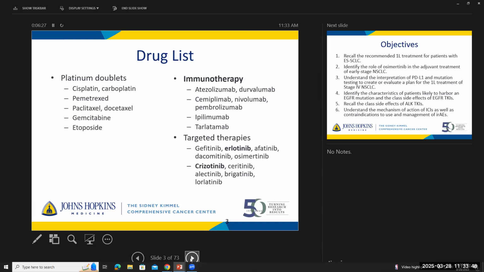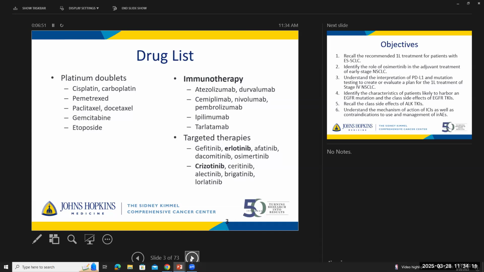For immunotherapy, I've listed the immunotherapy agents that we'll talk about in this lecture. Atezolizumab and durvalumab are PD-L1 monoclonal antibodies. Cemiplimab, nivolumab, and pembrolizumab are PD-1 monoclonal antibodies. Ipilimumab is a CTLA-4 inhibitor, and then tarlatamab is our first BiTE therapy in solid tumors and small cell lung cancer.